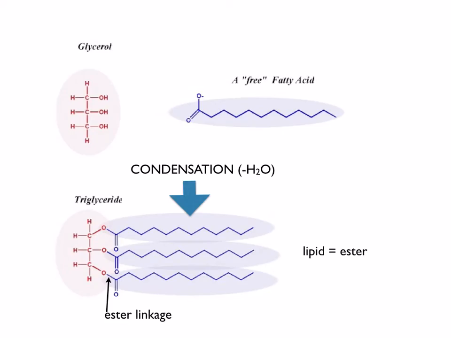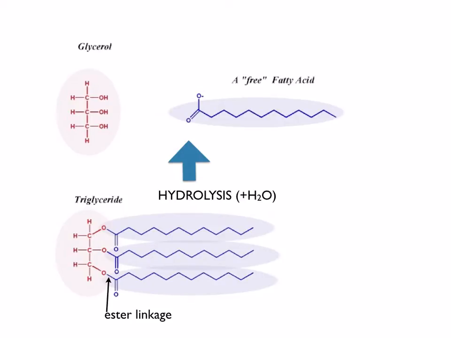So let's have a look at what happens when you join a glycerol plus 3 fatty acid chains. When they come together, water is removed. So we say a condensation reaction has occurred. The bond between the glycerol and the fatty acid chains is called an ester linkage. So the lipid is an ester. If you were to break up the triglyceride using water, which is called hydrolysis, you would get glycerol and 3 fatty acid chains. Remember that lysis is to break up.